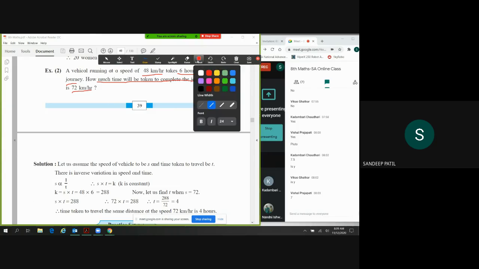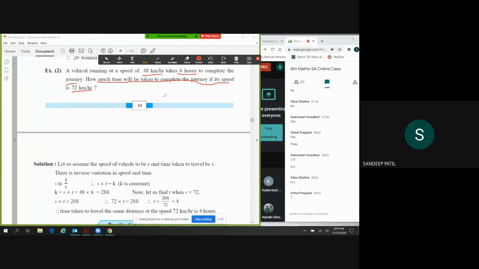So here we will try to calculate a simple problem of a vehicle running at a speed of 48 kilometer per hour. So let's assume that the speed of the vehicle is S and the time taken is T. So there is an inverse relation. We know S is proportional to 1 by T. So S into T is equal to K. We know the values: S is 48 and T is 6. So the constant of variation becomes 288.